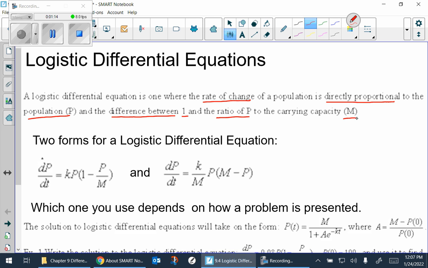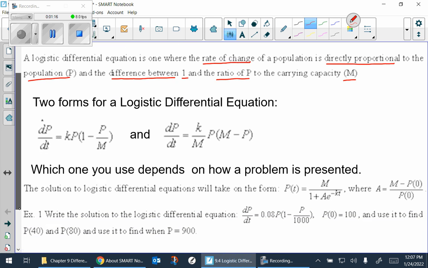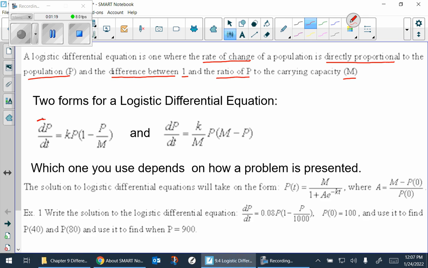Now, here are two forms of logistic differential equations. The rate is proportional to the population and 1 minus the ratio of the population to the carrying capacity. So that's the rate at which the population is going to be changing, depending on what this constant of proportionality is and what the carrying capacity is.